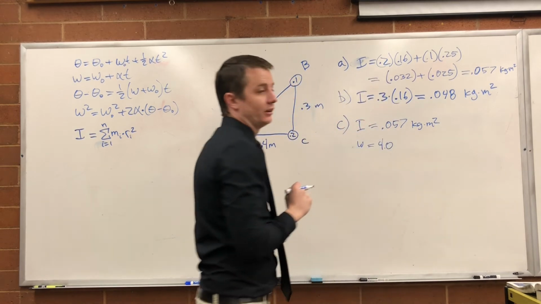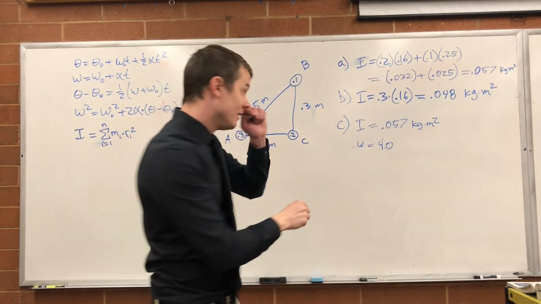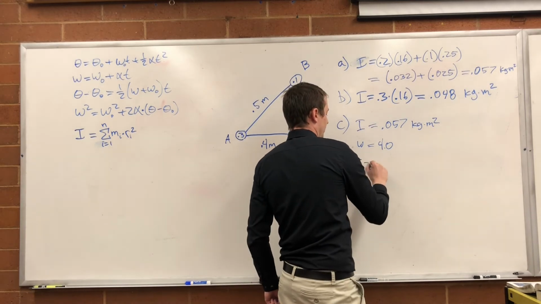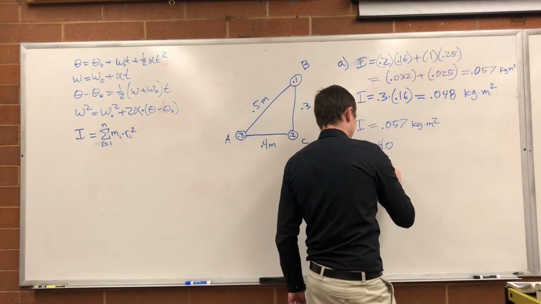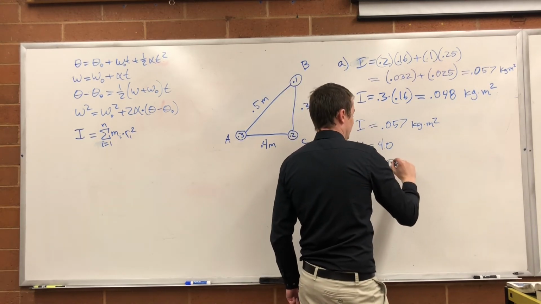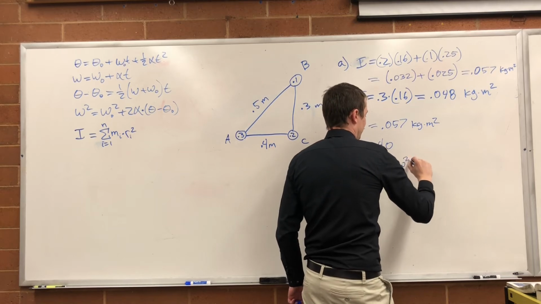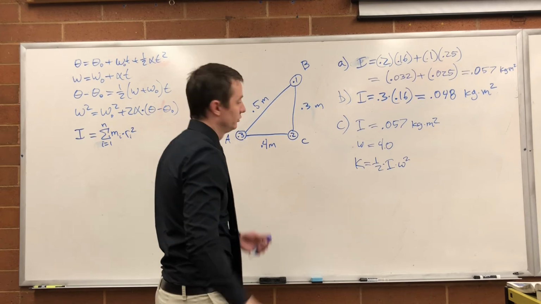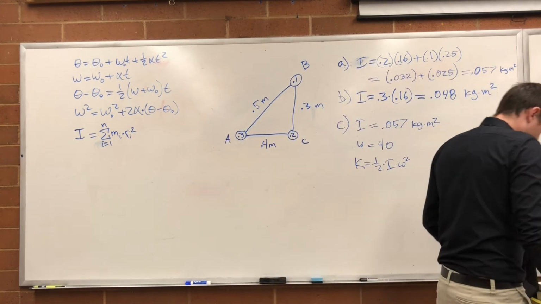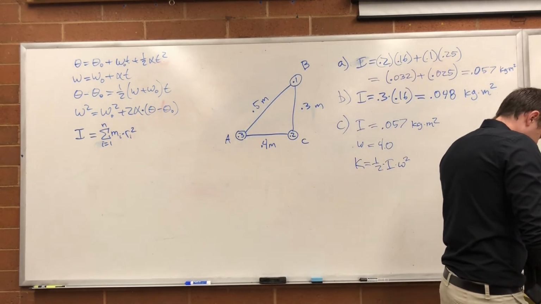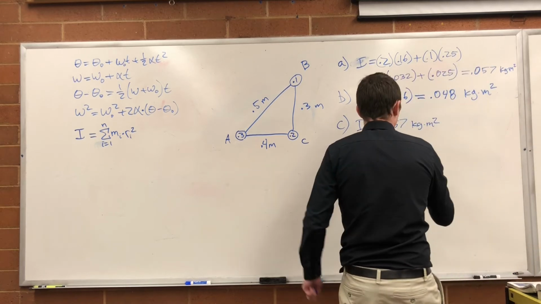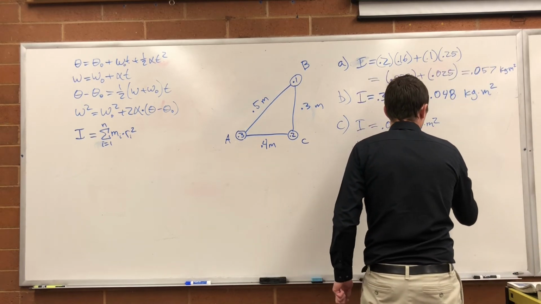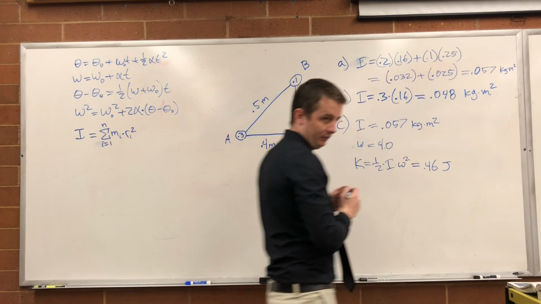And now our job is to calculate the kinetic energy. Well, that's just easy. What's the kinetic energy? One half inertia times omega squared. But yeah, I think you have the right idea. Perfect. So you just plug in those numbers, and it comes out to 0.46 joules. Any questions on that?